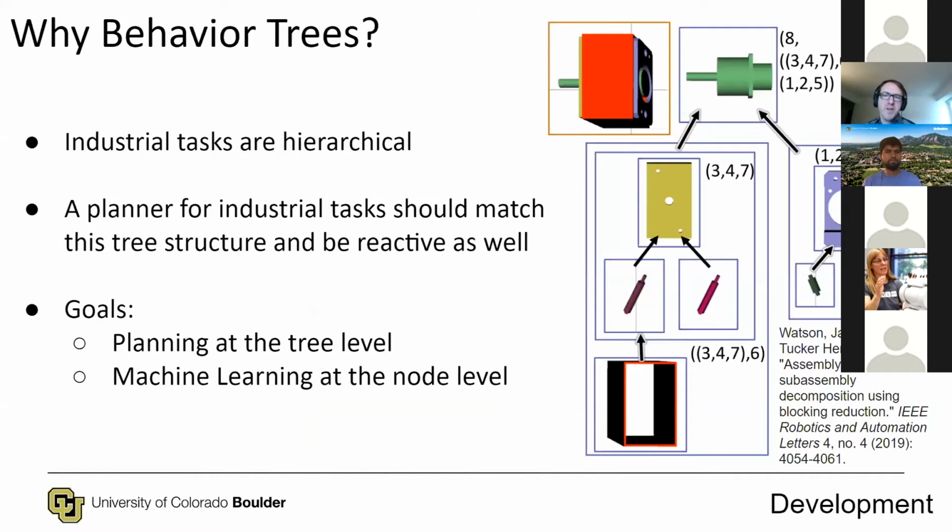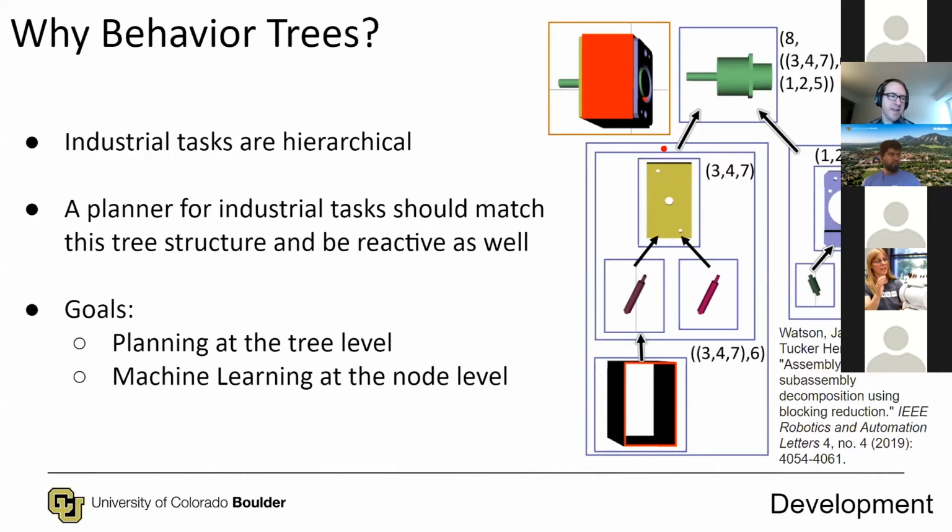So why behavior trees? It's because industrial tasks are hierarchical in nature, being composed of subtasks and individual actions. So we believe that planning of industrial tasks should match this tree structure. And also the planner should be reactive, being able to deploy recovery actions in response to failures at the subtask or the action level.